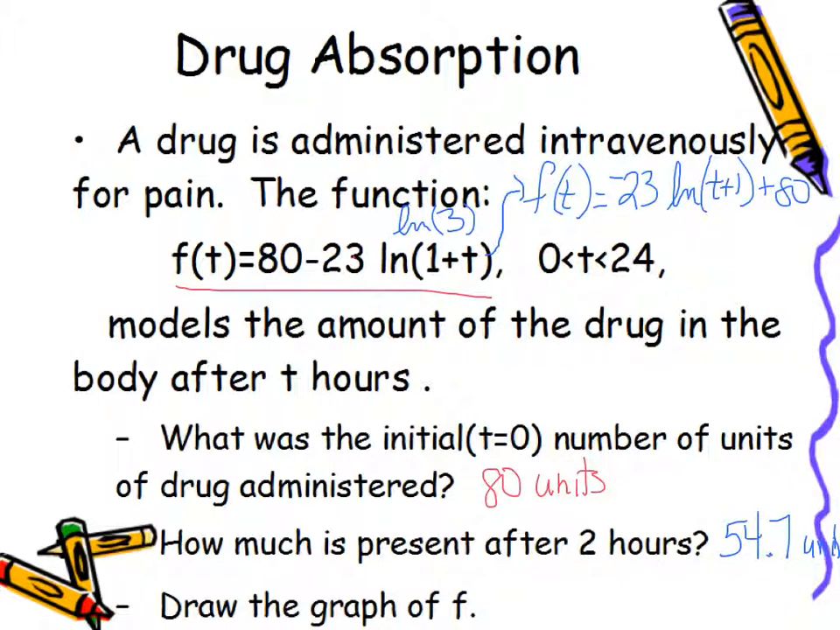And when you see it like this, you should start to notice, oh, those are just transformations. So I would take my regular parent graph, which looks like this, and from that I would have to reflect it over the x-axis. I'd have to stretch it by a factor of 23. I'd have to move it left 1, and I'd have to move it up 80. And all of that could just transform the parent graph.